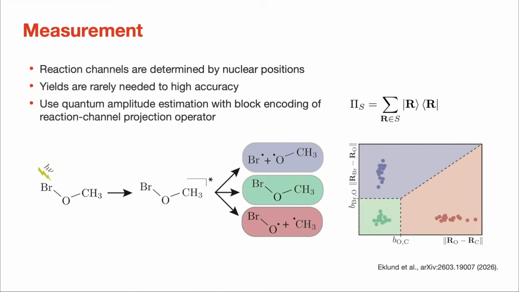And what that means is that that's determined by the positions of the nuclei in space. So here's the separation, the distance from the oxygen to the carbon, and the distance between the bromine and the oxygen. And if I just measure the positions at the end, I'm going to get a single dot somewhere in this two-dimensional space, and I can construct transition state dividing surfaces which tell me which side I'm on. And so this is reasonably straightforward too.